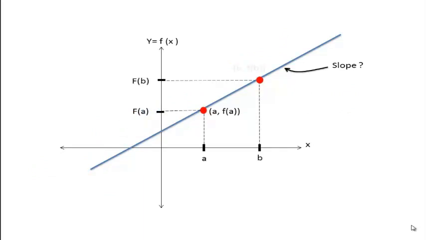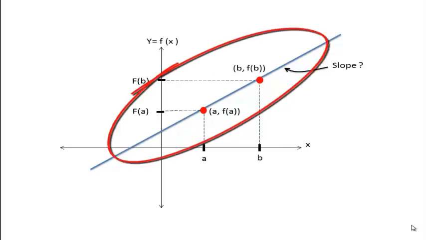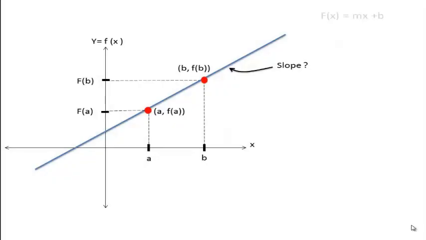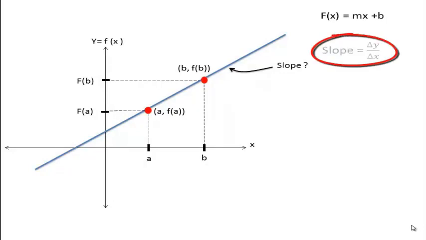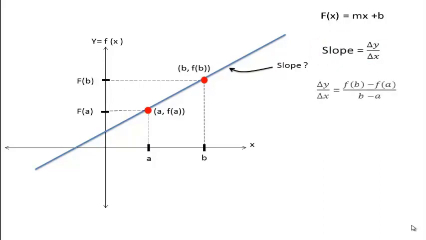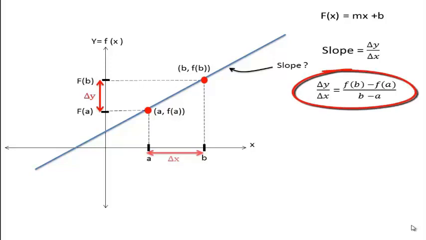So how can I find the slope of this line between these points, or more generally the slope of this entire line? Now, as we know, slope equals change in y divided by change in x. So the change in y is f of b minus f of a, so I can write delta y equals f of b minus f of a, and delta x equals b minus a. So the slope equals delta y divided by delta x equals f of b minus f of a, all divided by b minus a.